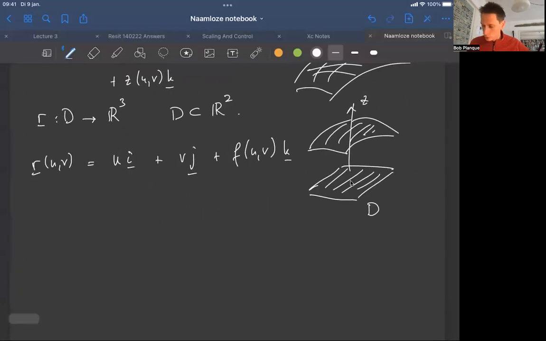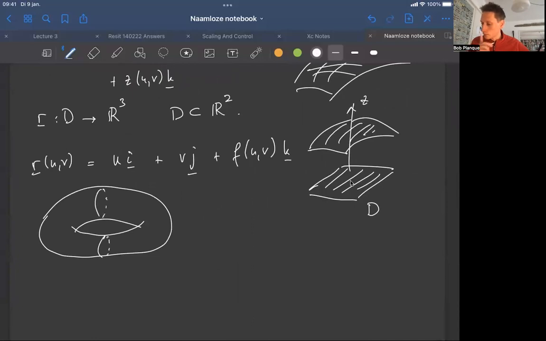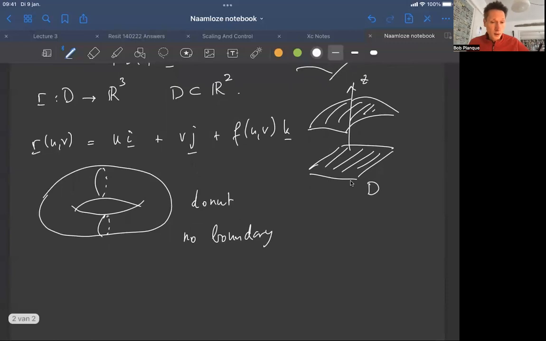Things could look like this sort of graph of a function, but I can also have things like that, which is a donut, and I'm going to give it a bit of volume like that. This is a surface in R3, a donut, so to speak, which has no boundary. You could walk along it as you could walk on a sphere, like we do on Earth, and you would never fall off. So this is a surface without a boundary, a donut or torus.